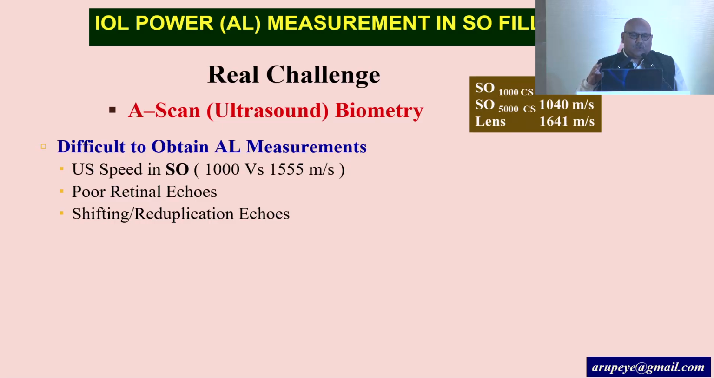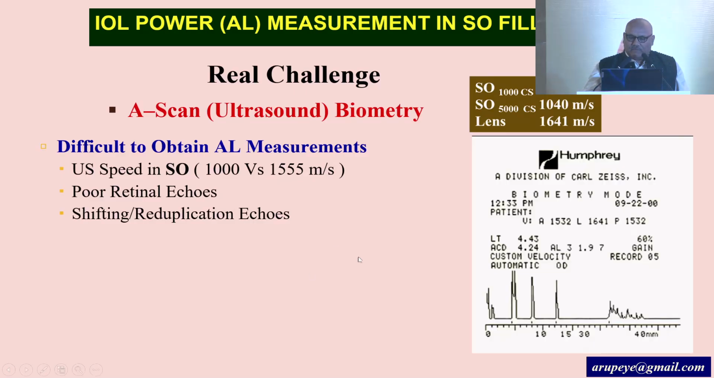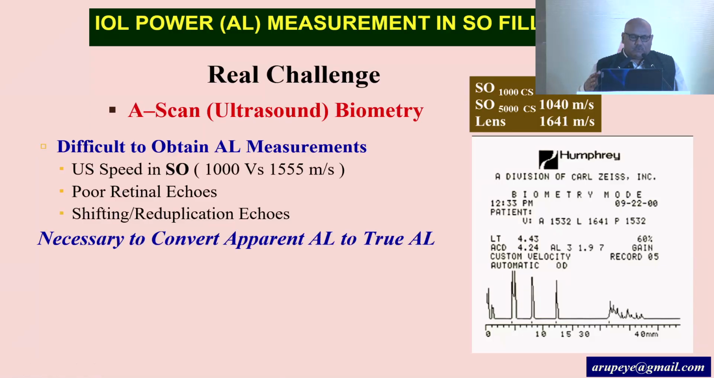See, the silicon oil in the posterior segment reduces the velocity of sound in the posterior segment. So you also get poor retinal echoes, and because there may be multiple bubbles of silicon oil in the posterior segment, you may have a shifting or duplication of the echoes. So ultimately you have, for example here, these are the echoes from the retina. Am I visible on the screen? I'm not able to get my pointer here. Okay. So you need to convert the apparent axial length to the true axial length.